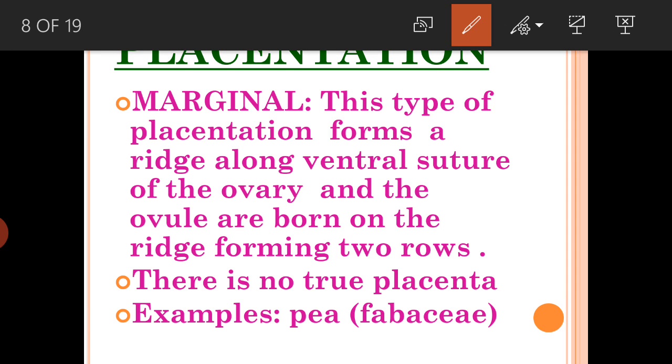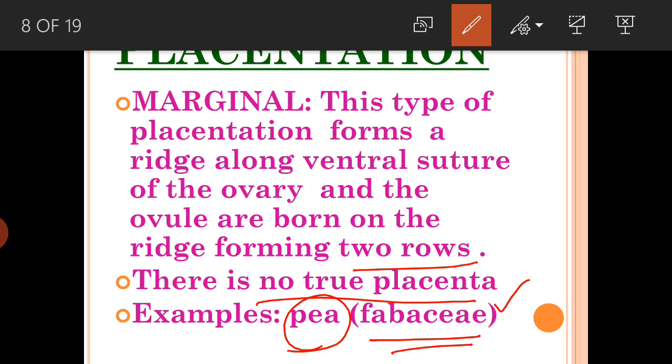Now let's see the marginal placentation. This is a type of placentation where the ovules develop on the margin, forming 2 rows. So there is no true placenta. An example for this is pea and Fabaceae. In all the Fabaceae family, the type of placentation you can see is marginal.